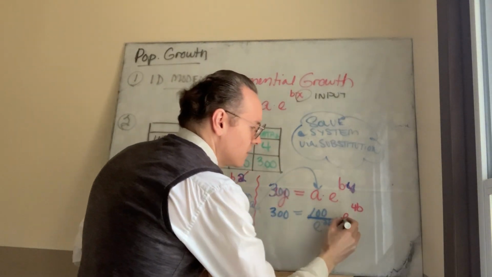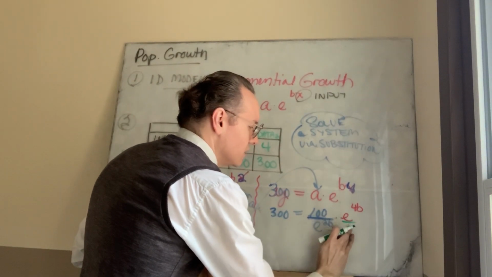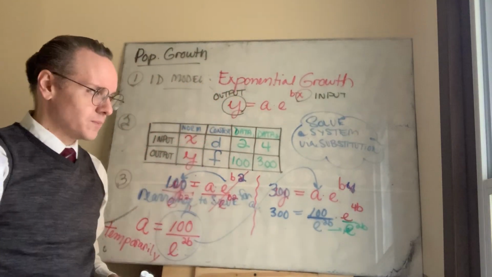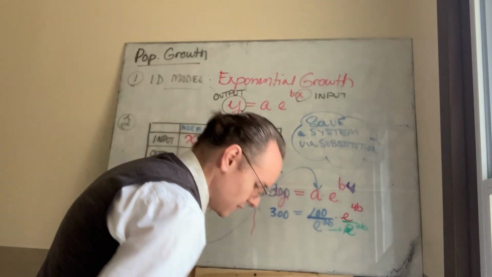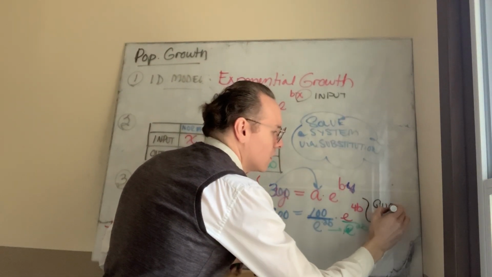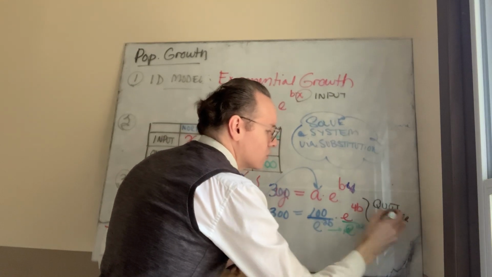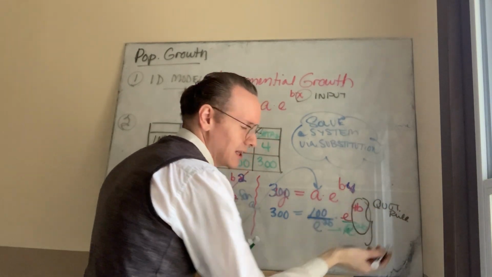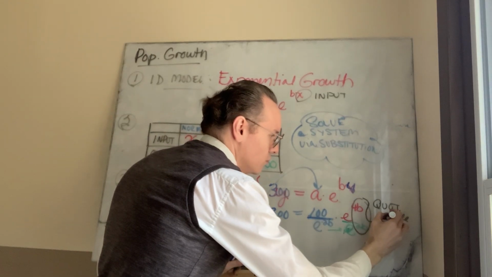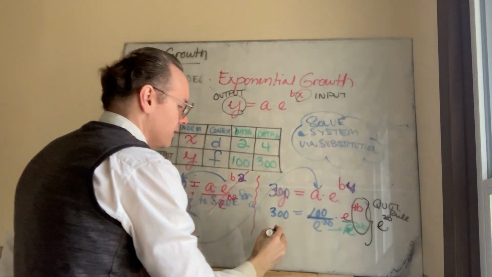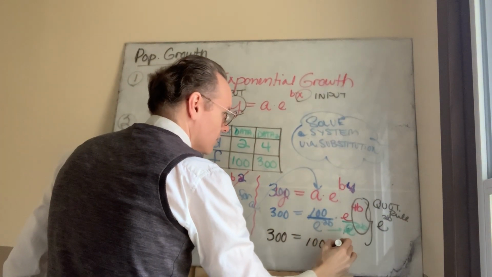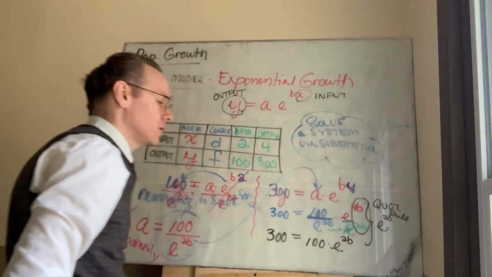If I just slide this over to here, so that this is understood as being 2b sitting underneath 4b, then according to the quotient rule, this is going to subtract these, and since they're like terms, they're both b's, you're just going to end up with 2b as the end result. That means that this is really 300 is equal to 100 times e to the 2b.